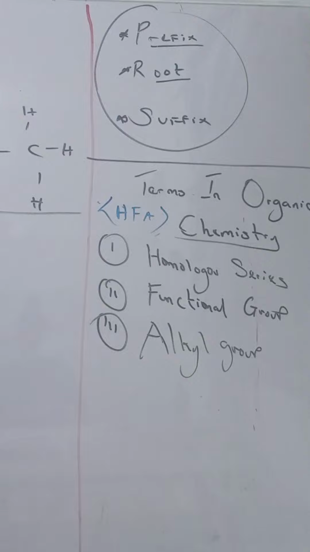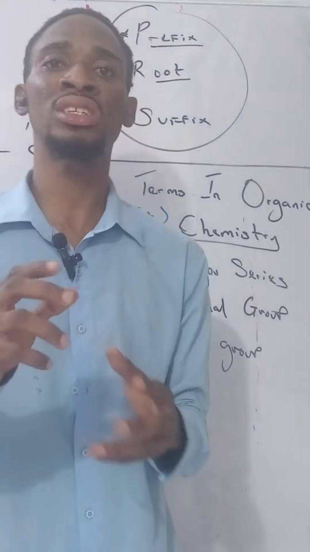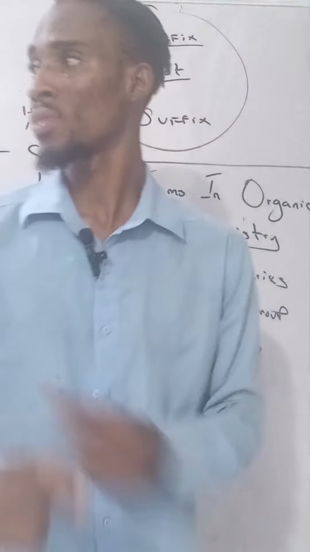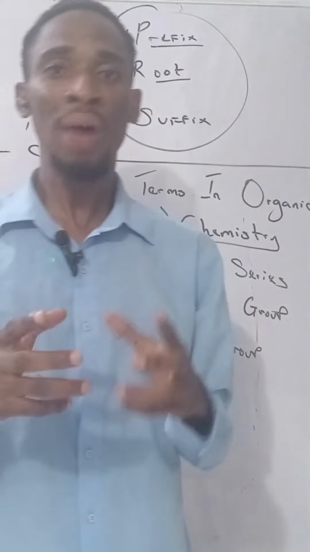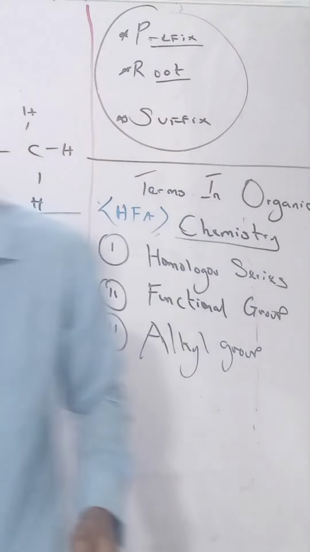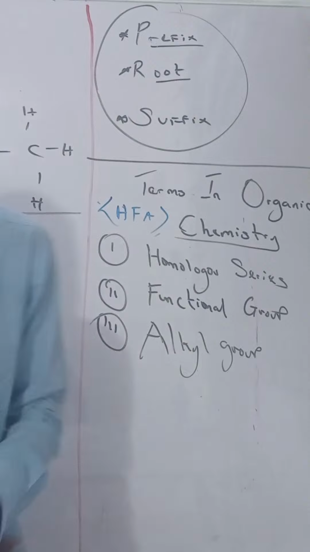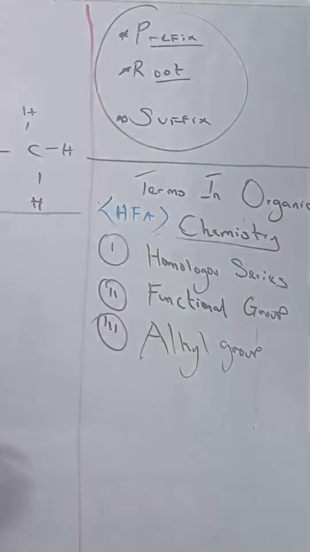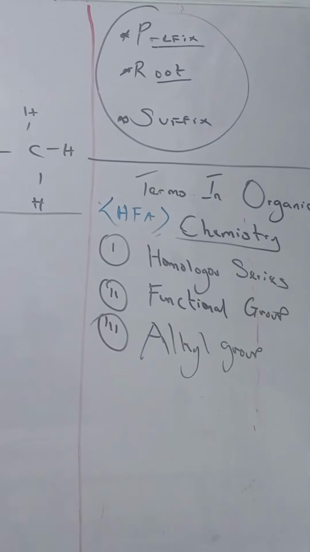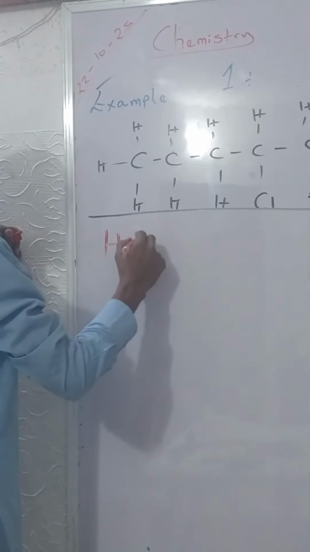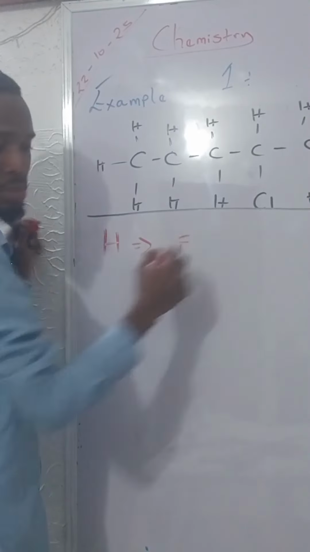So what is homologous series? Homologous series is a family of organic compounds that follows a regular structural pattern. To make it very fast, this is how you can write it: homologous series is a family of organic compounds.